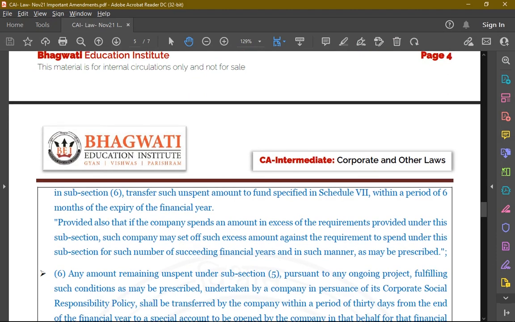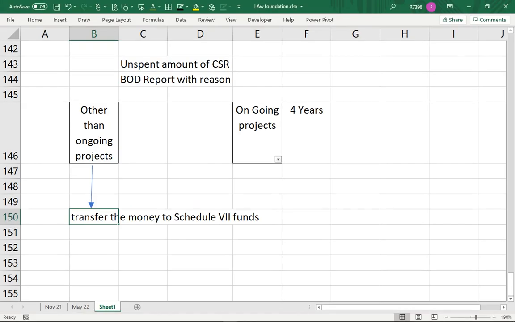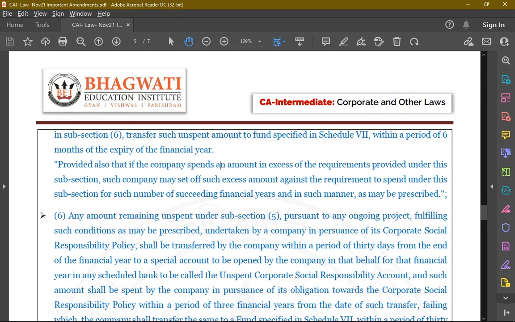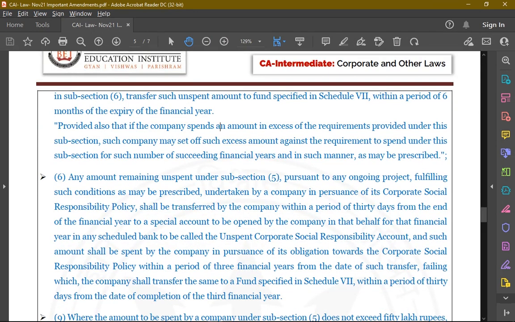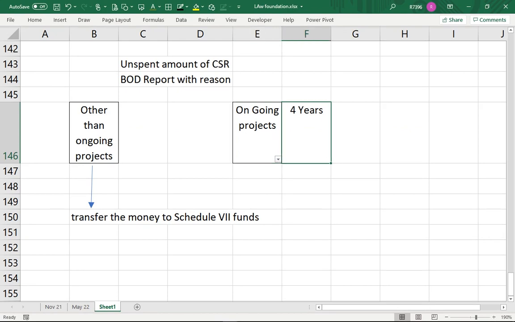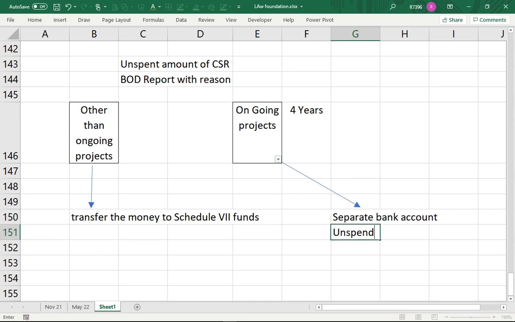Okay. Now further it says, provided also that if the companies, okay, this part I will tell you later on. But here the question is, what about this ongoing project? So look, subsection 6 says what the treatment of an ongoing project is. If you have any ongoing project and you project that it will be completed within 4 years, 5 years, or whatever estimate you have, and for the initial few years you cannot complete it, you cannot keep this money with you. Here the law has provided that you have to transfer the money, but not into any fund. You have to open a separate bank account called the unspent CSR account.